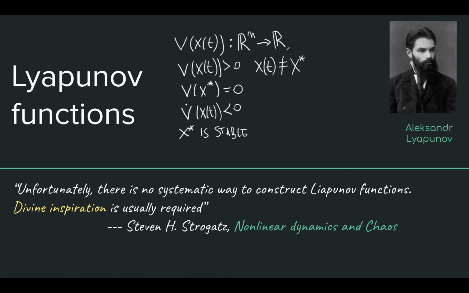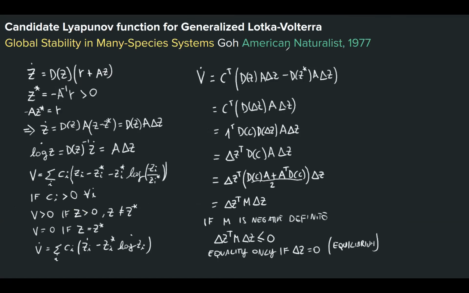And so what can we do when we don't have divine inspiration? That's a question that I would like to address. Just to step back one second, what we can think is, do we have good candidate Lyapunov functions? And for the generalized Lotka-Volterra model, we have a fantastic candidate Lyapunov function that you can trace back actually to Volterra's work, but was really proposing this formulation that I'm going to show you today by Goh in 1977, so it's almost as old as I am.